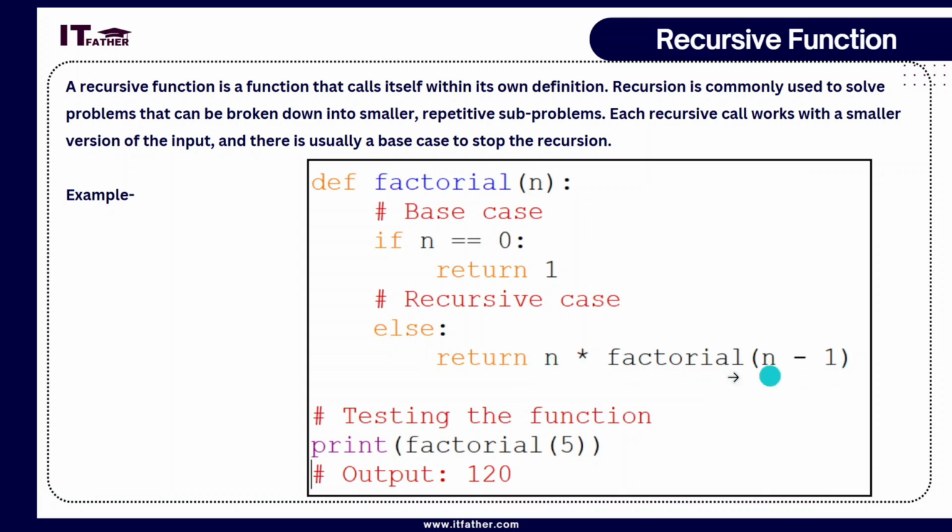So what we are doing here, we are returning n multiplied with factorial n minus 1. So n minus 1 means again we are calling the same function but with n minus 1. We are going to reduce one from n. Now how many times will this process go? Till the value of n is 0. Once it is 0, it will return 1.